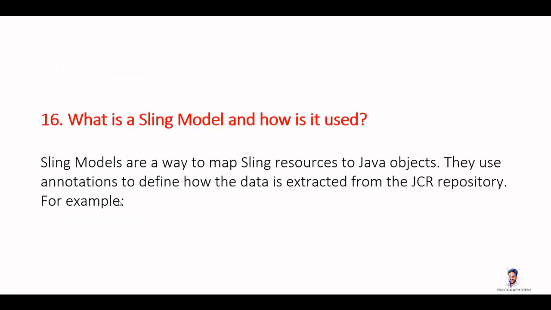Next question is, what is a Sling model and how is it used? Sling models are a way to map Sling resources to Java objects, right? They use annotations to define how the data is extracted from the JCR repository. And let's see the example.